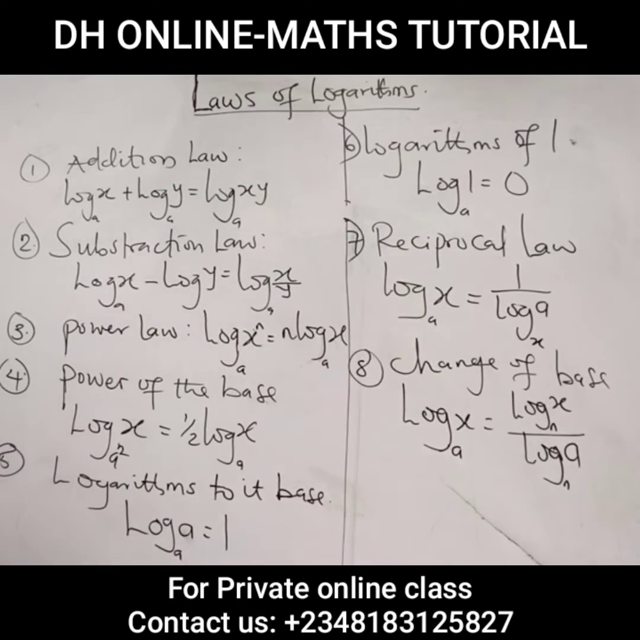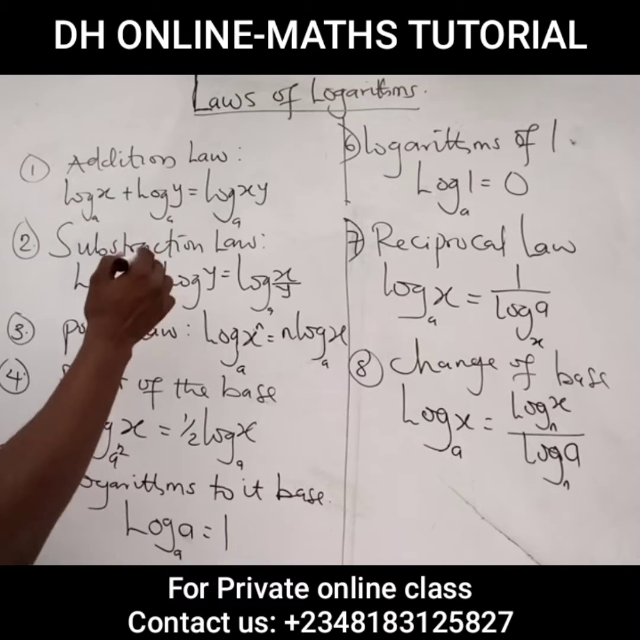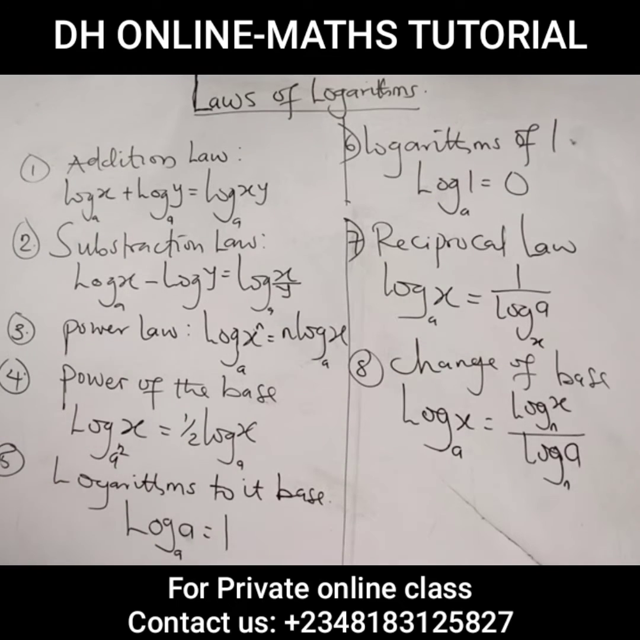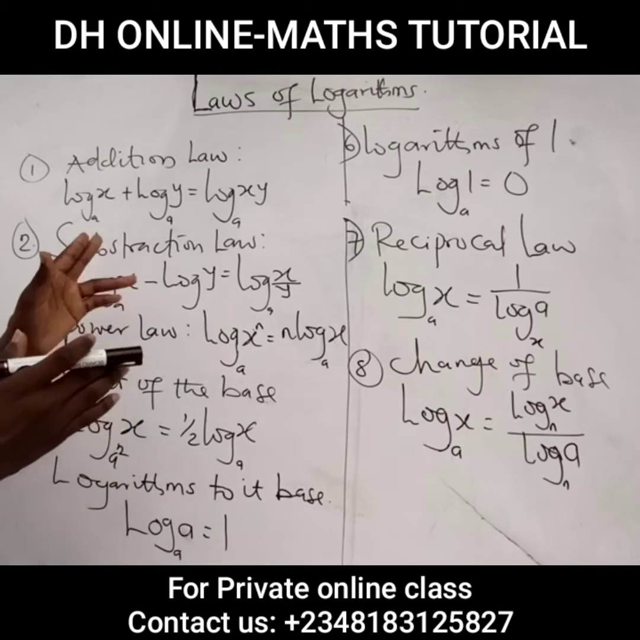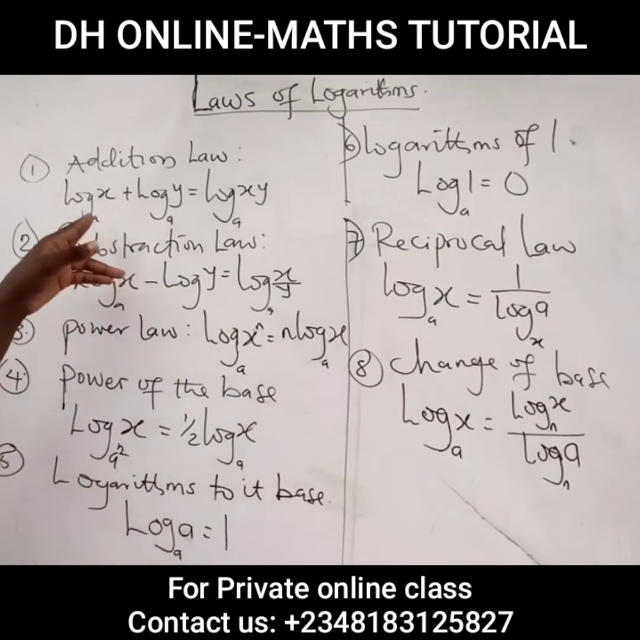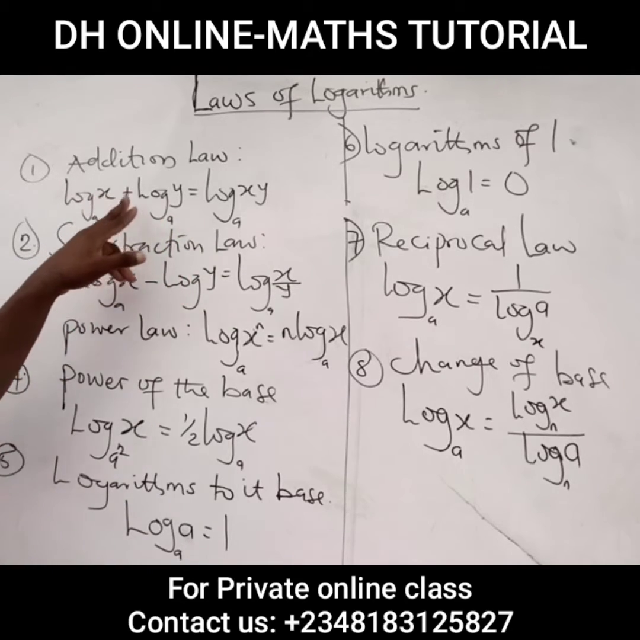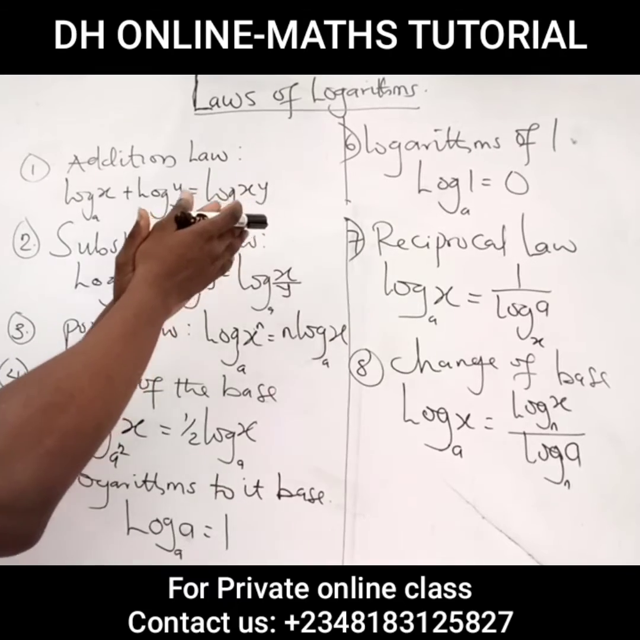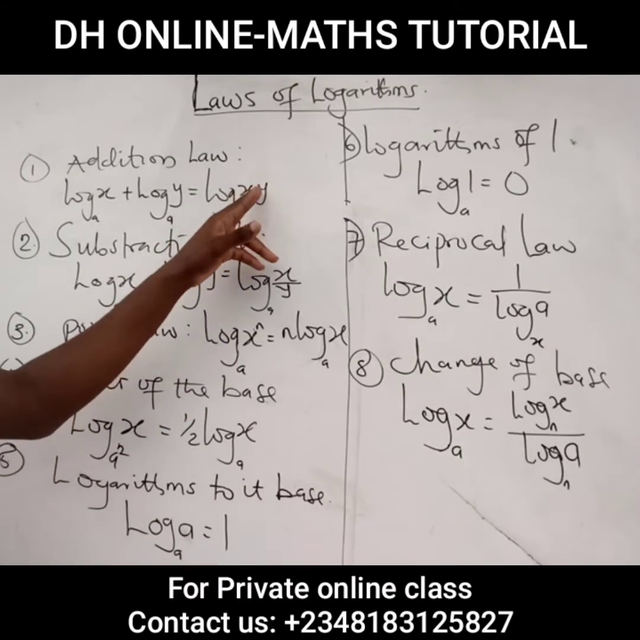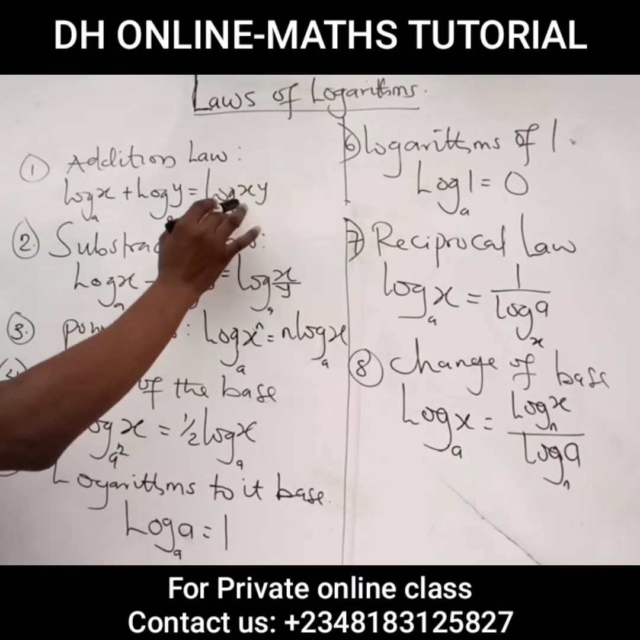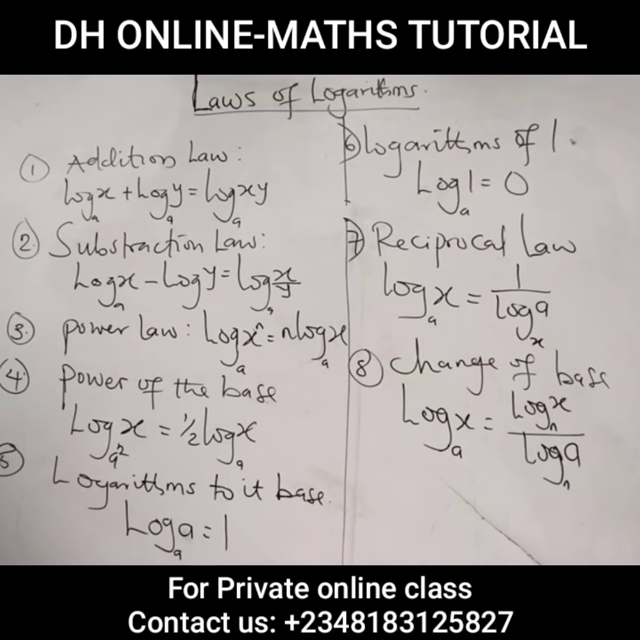Now, there are 8 laws of logarithm, and the first law of logarithm is the addition law. The addition law is: we have log x to the base a plus log y to the base a. The first law says that the logarithms will be added, provided the bases are the same. So since I'm having base a, I will just multiply the logarithms. So that is what this means.